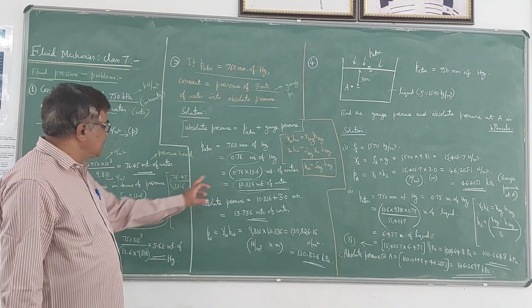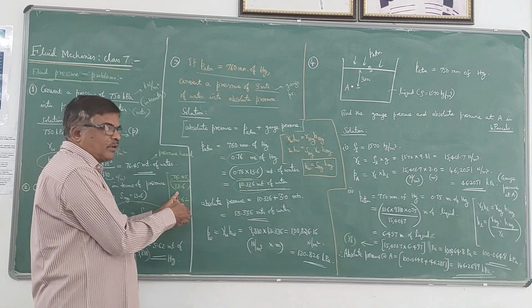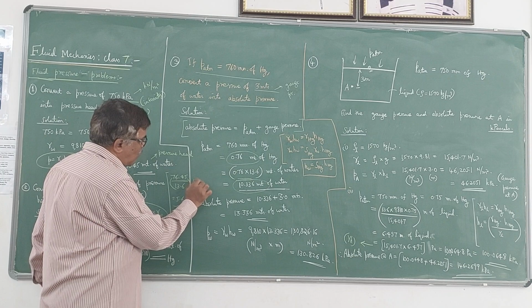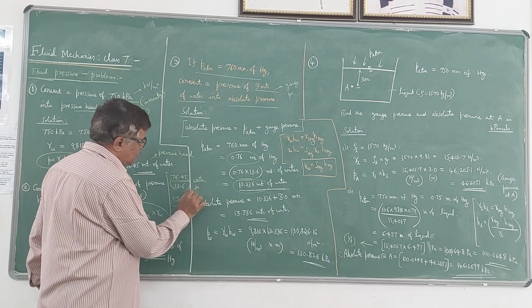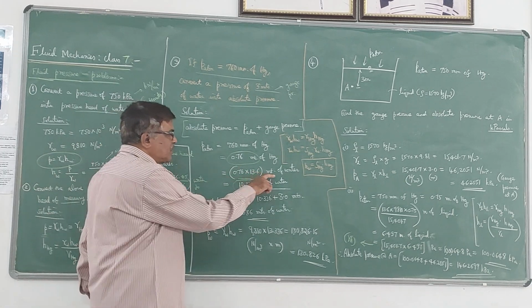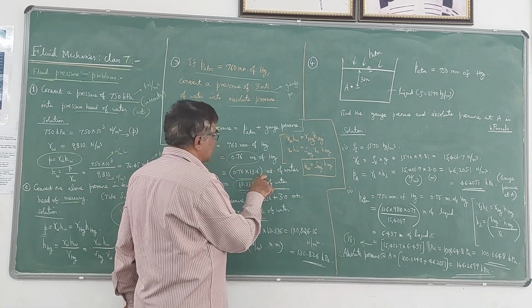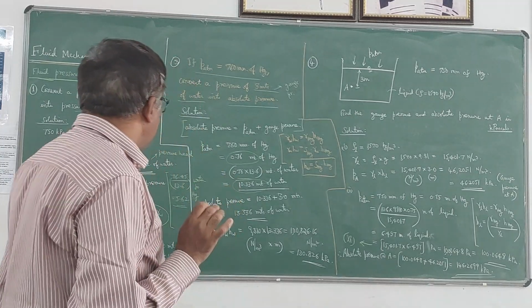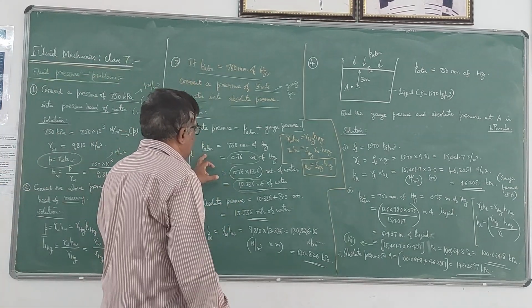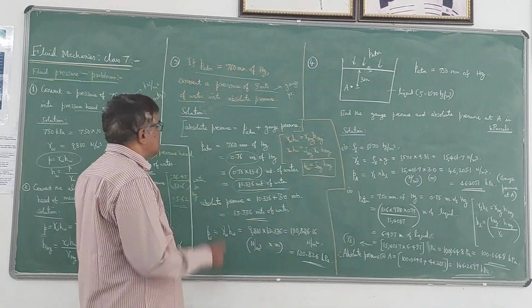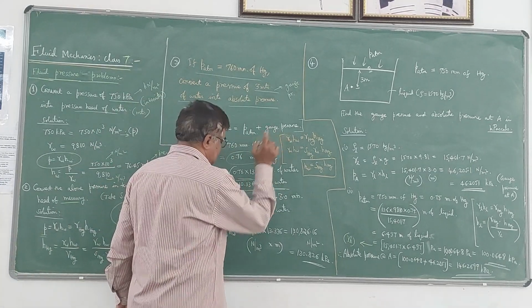So here, this is reverse. You can see in the earlier problem, I divided by 13.6 because that was from water to mercury. So conversion from water to mercury, you have to divide by 13.6. Conversion from mercury to water, you have to multiply by 13.6. This is very important. Now, once you get this also in terms of meters of water, then you can add. So absolute pressure is atmospheric pressure plus gauge pressure.